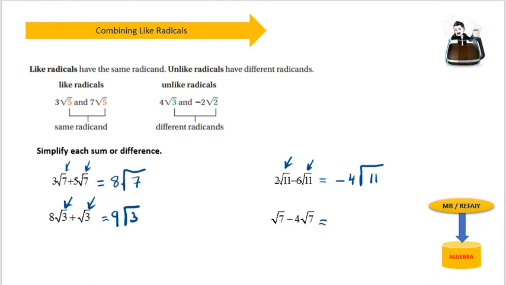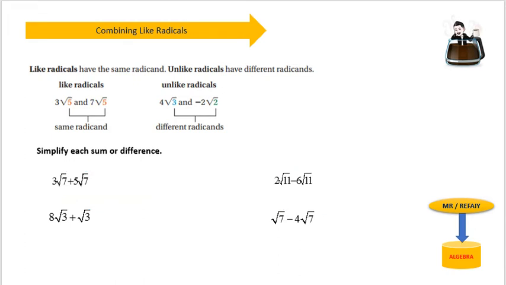About this one, also in the same way. Here, same radical, root 7, so we can add or subtract. Nothing, minus 4, wrong. 1 minus 4 is negative 3 root 7. So it's done this way.